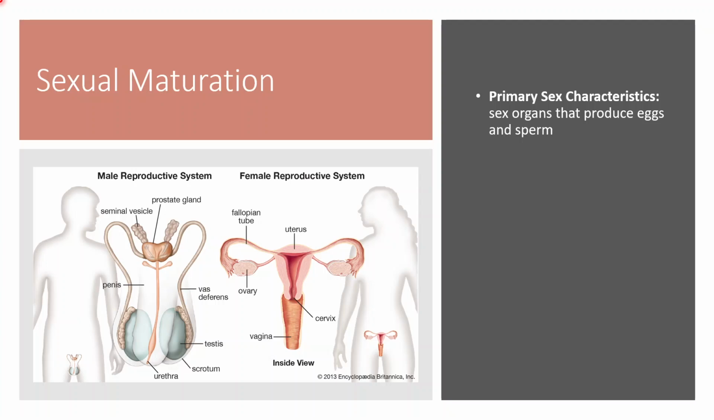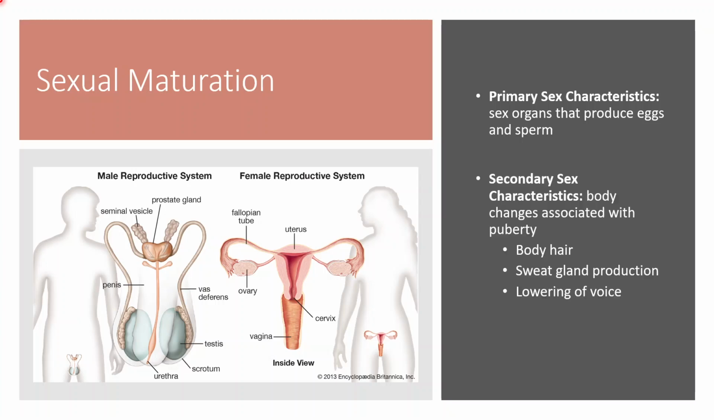Another physical change that we see during this transition are changes in primary sex characteristics. Primary sex characteristics are going to be sex organs that specifically produce eggs and sperm. As you can see in the diagram over here, these are going to include both the male and female reproductive organs. We also see a change in secondary sex characteristics, or body changes that also happen during puberty. That's going to include everything from increases in body hair to sweat gland production, oily skin, the lowering of the voice, and so on and so forth.